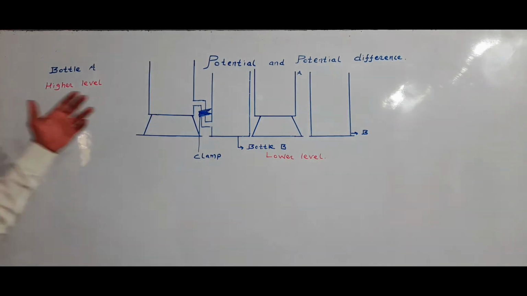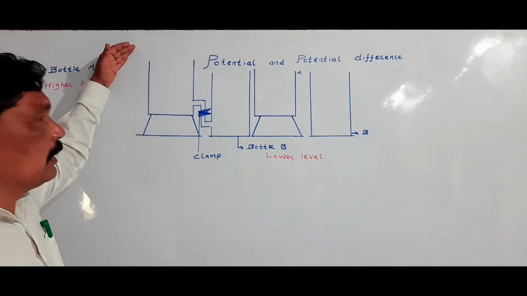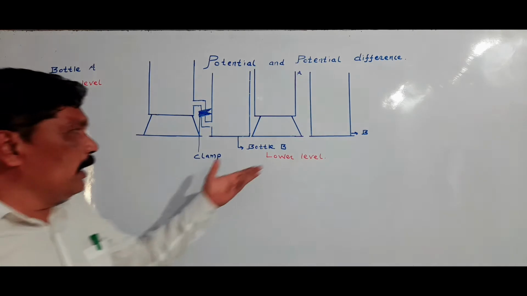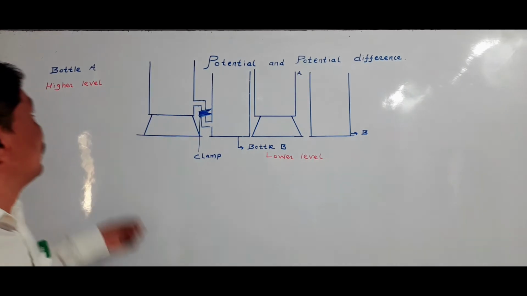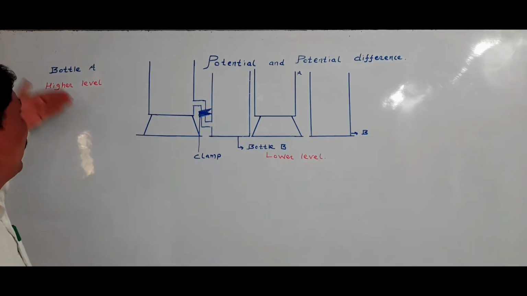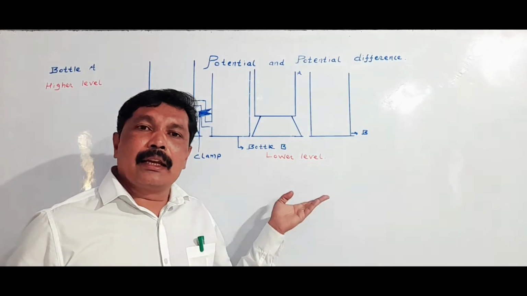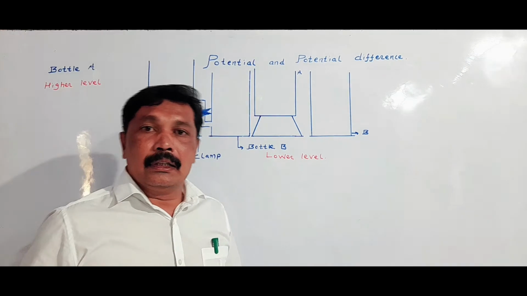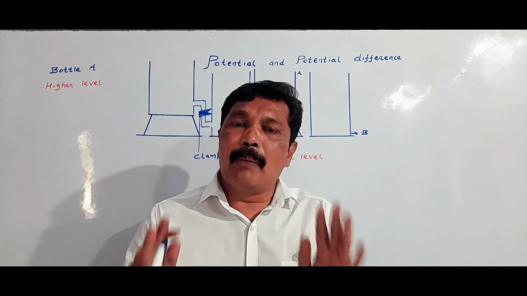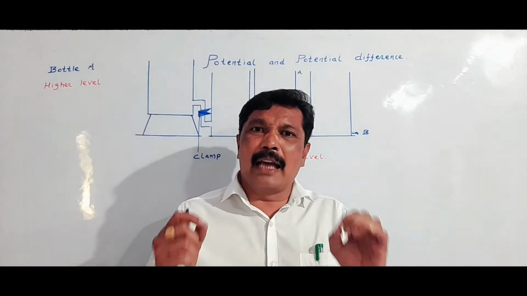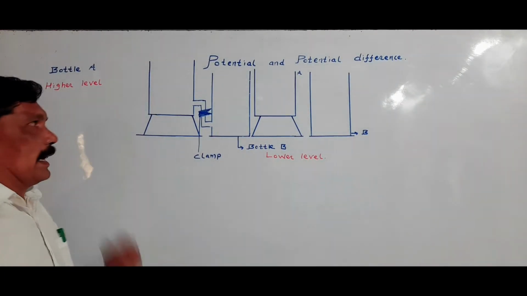My dear student, we have taken two plastic bottles. One plastic bottle we kept at certain height and another plastic bottle we kept at the ground level. Let A be the plastic bottle kept at a higher level and let B be the plastic bottle kept at a lower level. These two bottles A and B are connected with each other by a connector, and the connector is having a clamp as shown in the diagram.